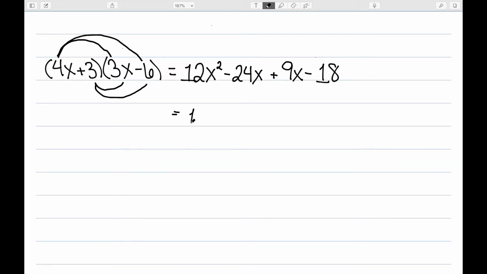And we can see that our middle terms combine. We have a negative 24x and a 9x. So negative 24 plus 9 is negative 15x. So my final answer, 12x squared minus 15x minus 18.